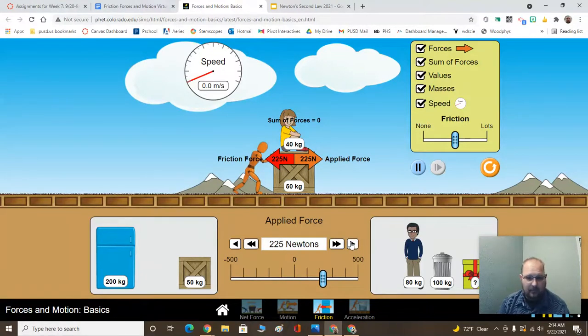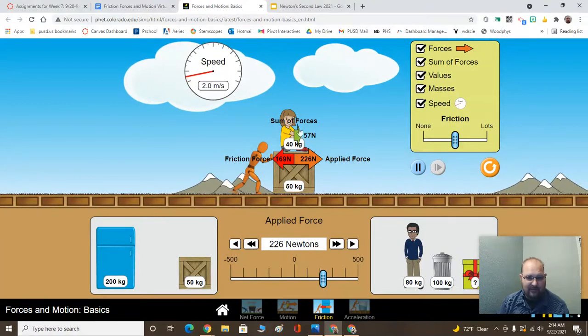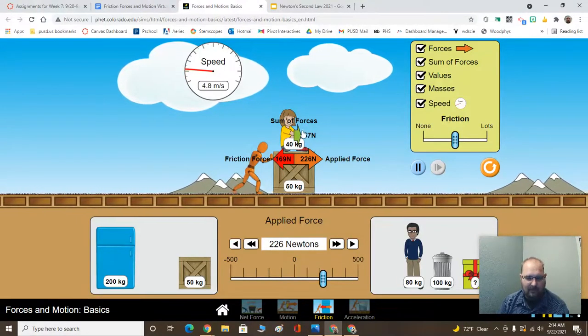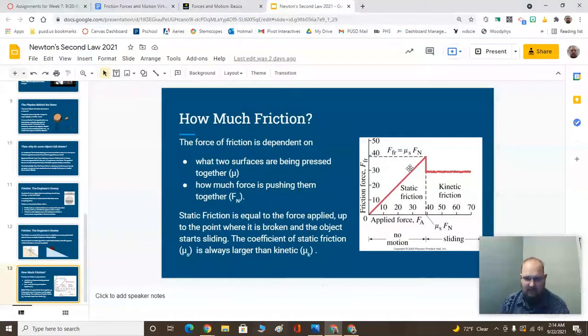And still not break static friction. Static friction is able to fight us and say, no, you're not moving this box. And then we get just one more Newton, and all of a sudden we've got 57 total Newtons of force here. We've broken static friction. We have a leftover. So in this case, our overall difference there would be 57.